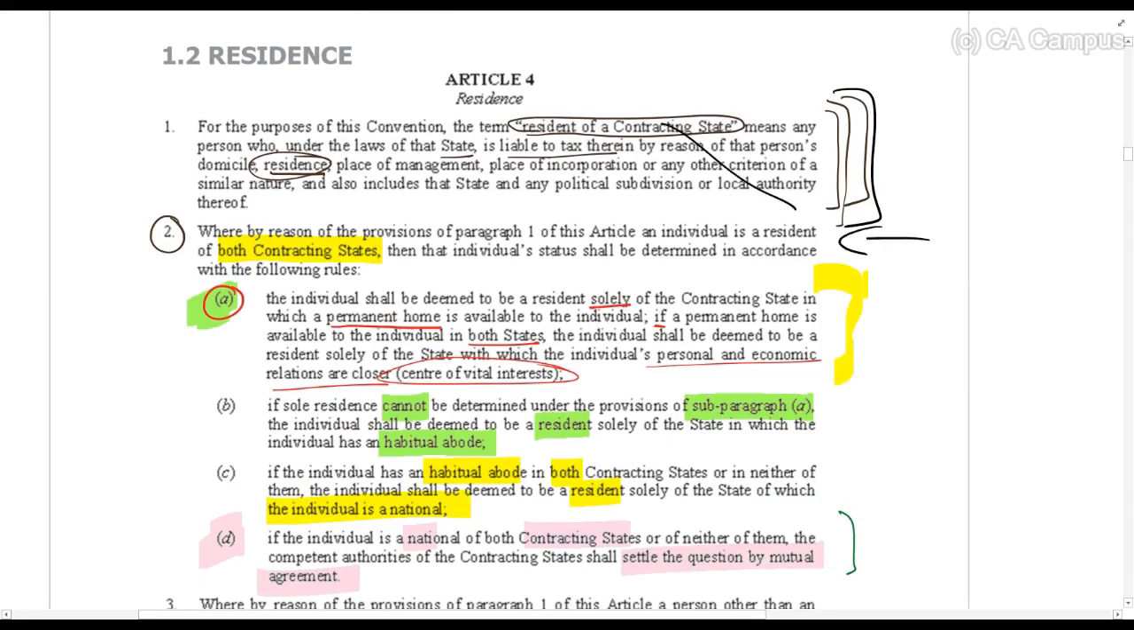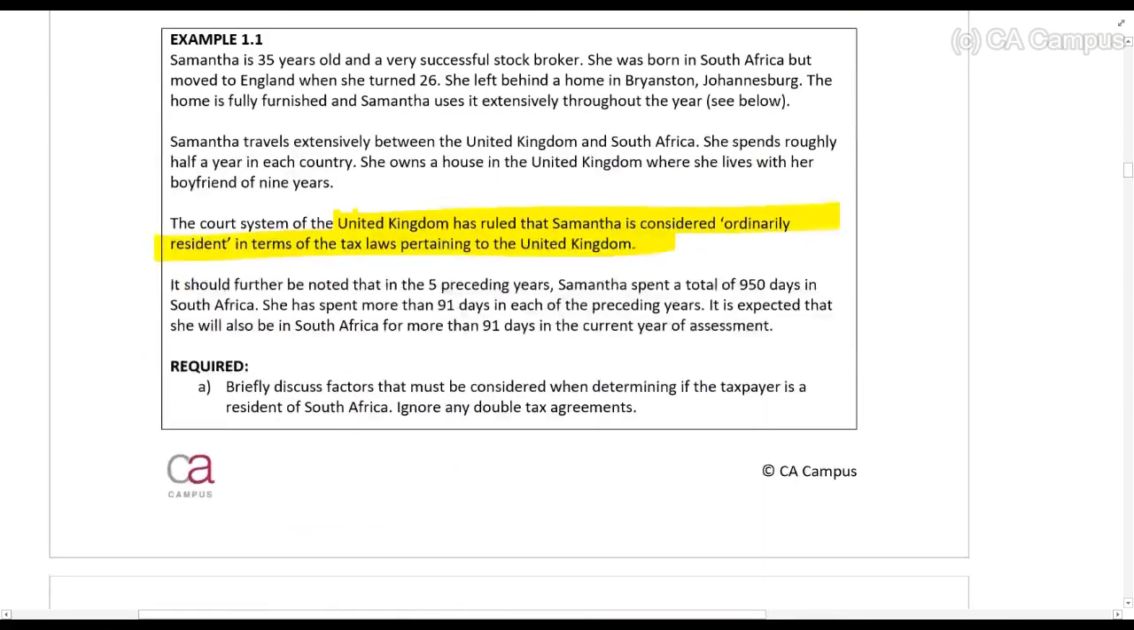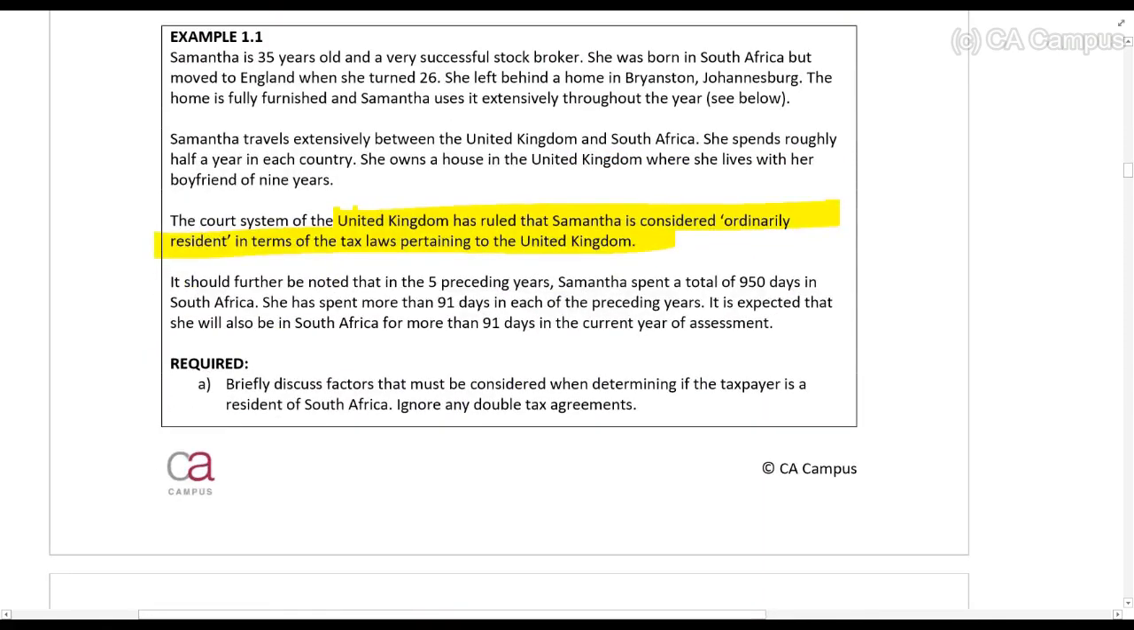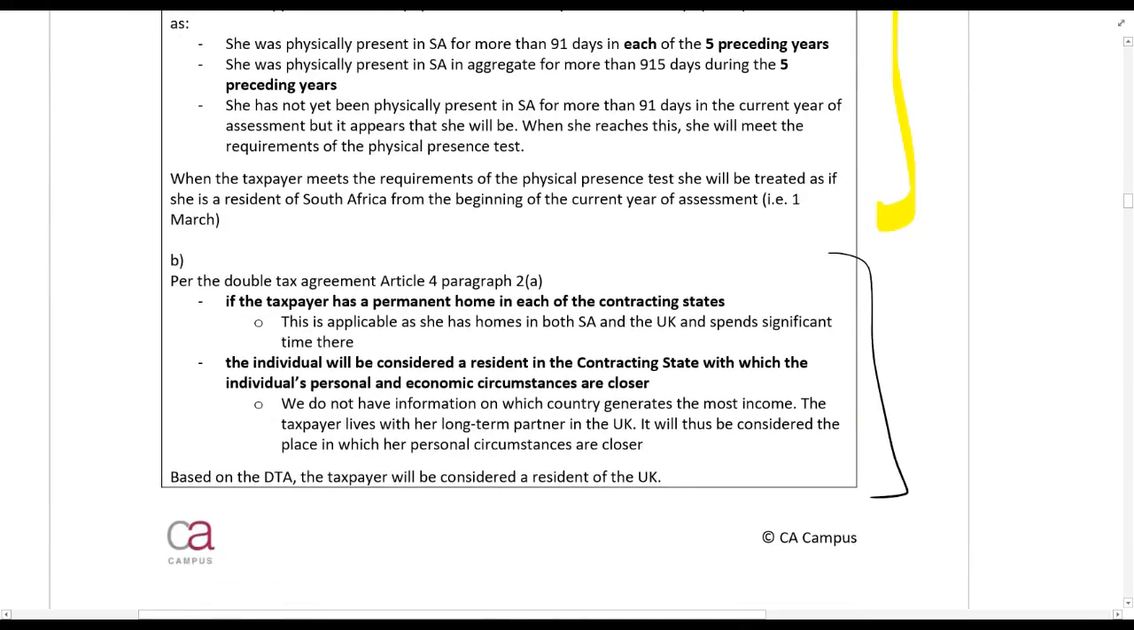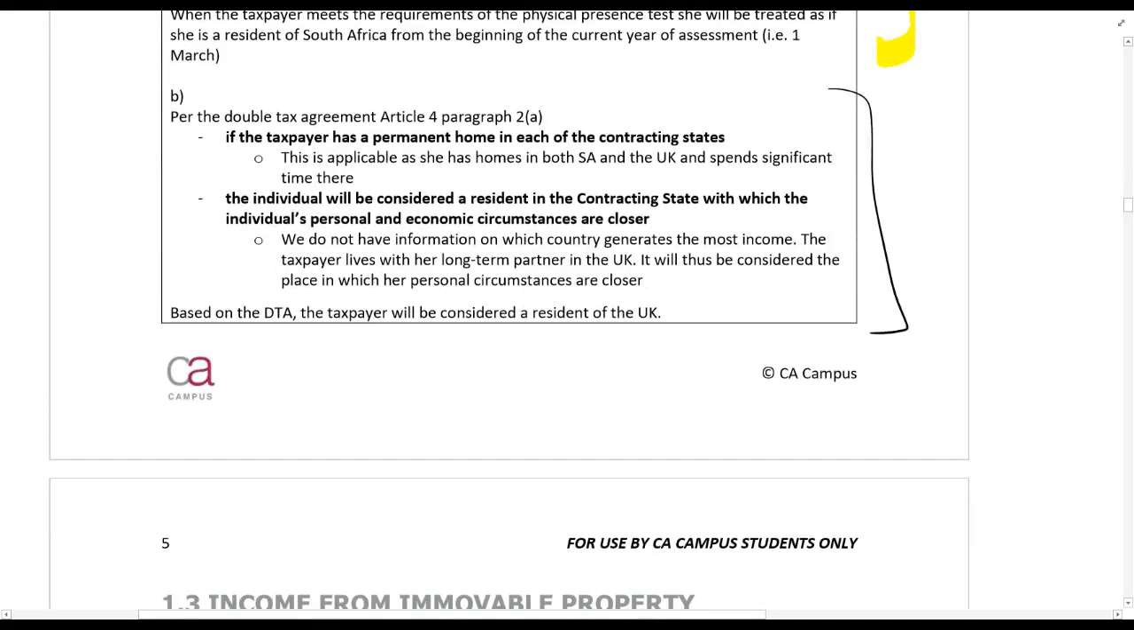Then we go and look here. The place where a permanent home is available. She has one in South Africa and in the UK, all right? But the place where personal and economic relations are closer. Now let's look at Samantha. What happened to her? She is a stockbroker. She left to go to South Africa, and she owns a house in the UK where she lives with a boyfriend of 9 years. The courts will probably decide that because her personal situation shows that her partner is in the UK, she will be a resident of the UK.